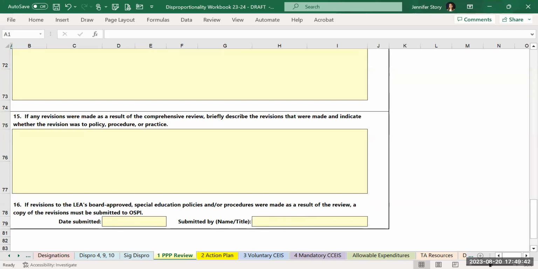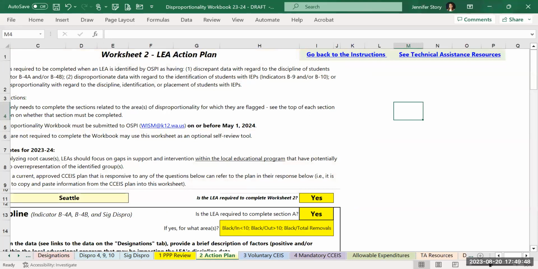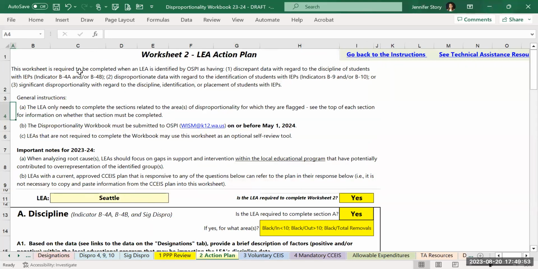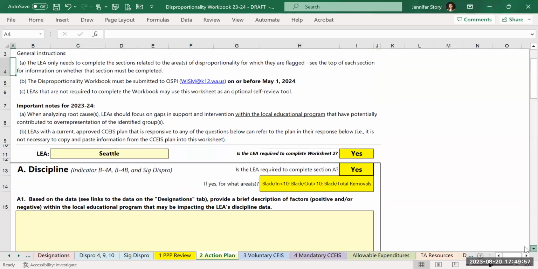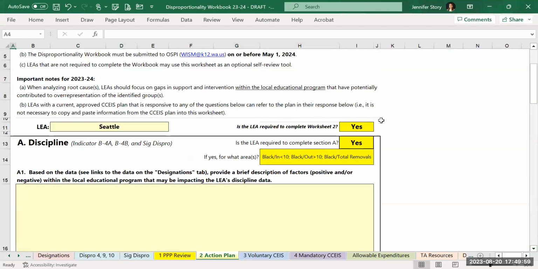Every district with disproportionality has to complete worksheets 1 and 2. So worksheet 2 is your LEA action plan. Again, we start off with some brief instructions at the top. And it will again tell you, is this district required to complete worksheet 2? And then again, you're only completing those areas in which you have disproportionality or significant disproportionality.